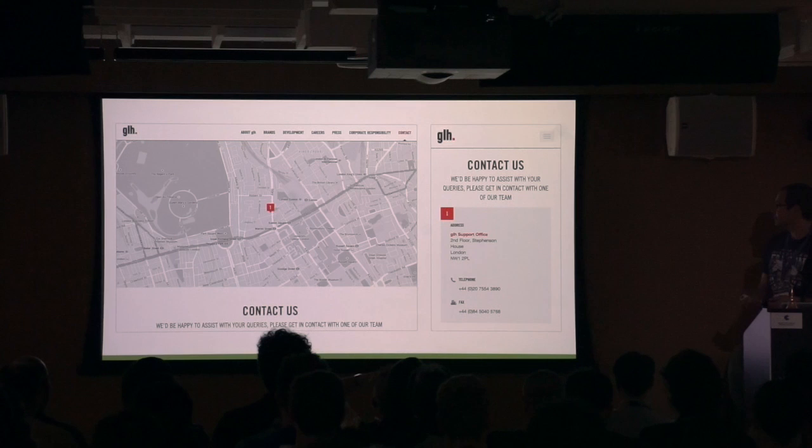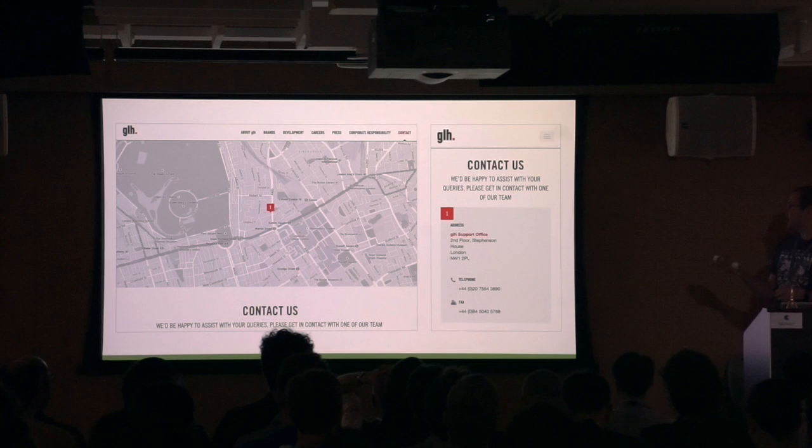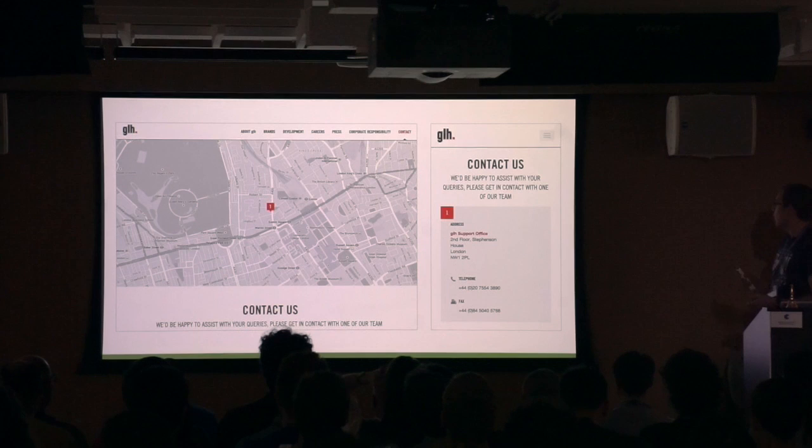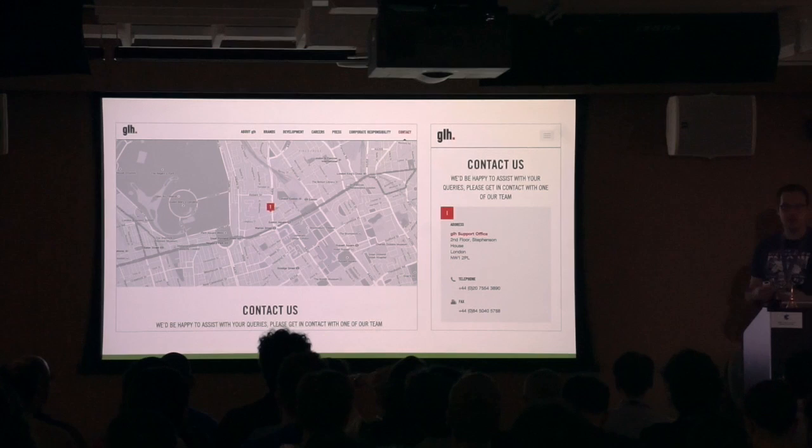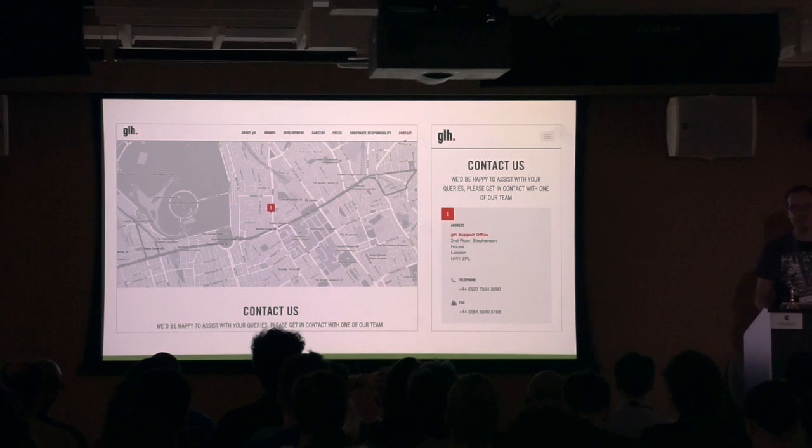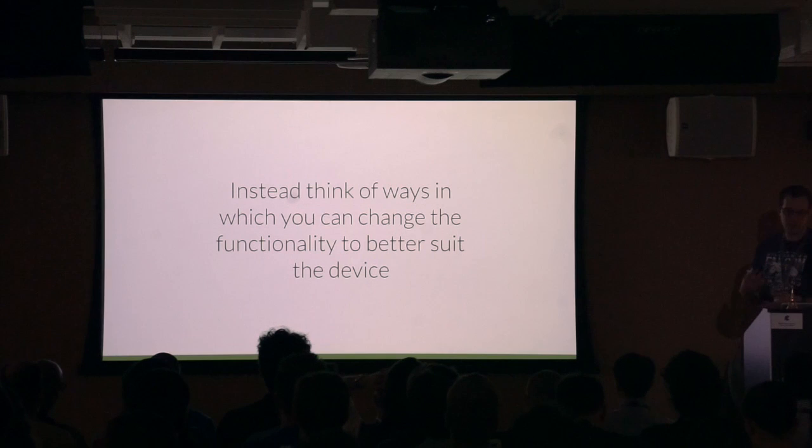What they've done is they've had this big map which tells you where the head office is. However, when you look on a small device, all you've got is the address. Whereas what they could have done is put a thumbnail of the map next to the address which the user could have clicked on. So you change the functionality, not remove features. Instead, think of a way that you can change functionality to better suit the device, and never remove content completely.